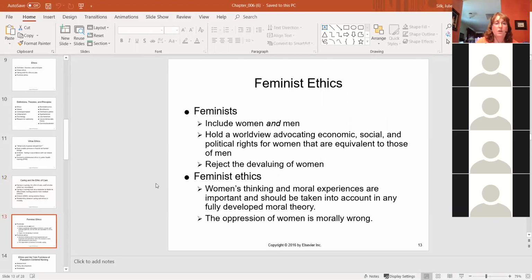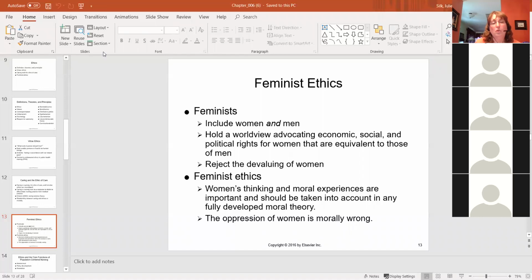When you talk about feminists, these can be women or men. Typically, I think we think they're all women, but they can be women and men. They hold the view that they should advocate for economic, social, and political rights for women that are equivalent to those of men, and they reject the devaluing of women. When you talk about feminist ethics, women's thinking and moral experiences are important and should be taken into account in any fully developed moral theory. And they say the oppression of women is morally wrong.